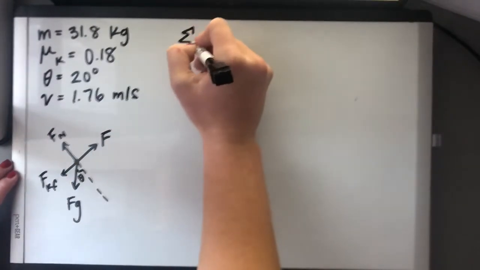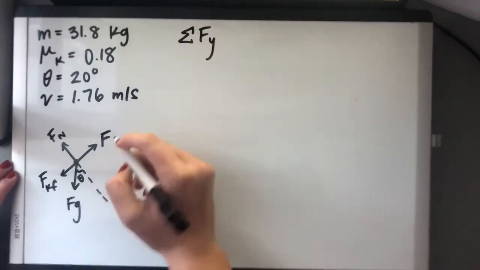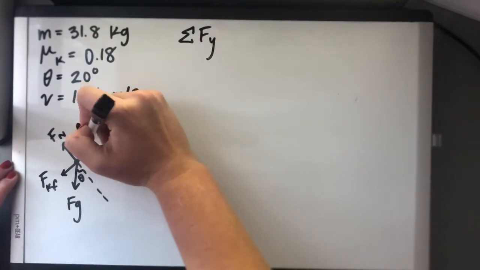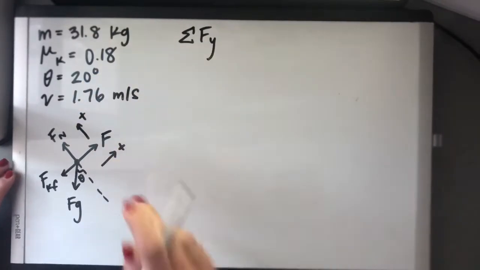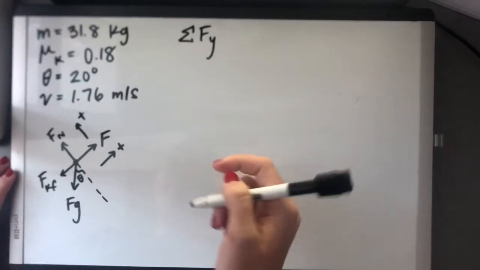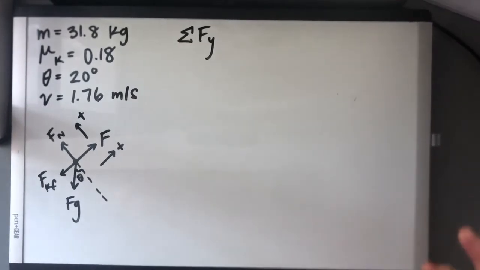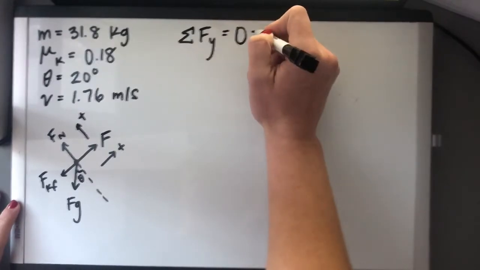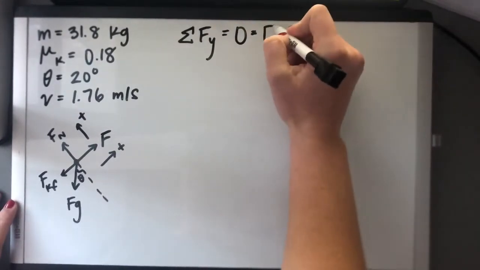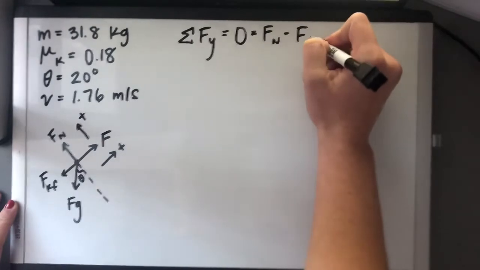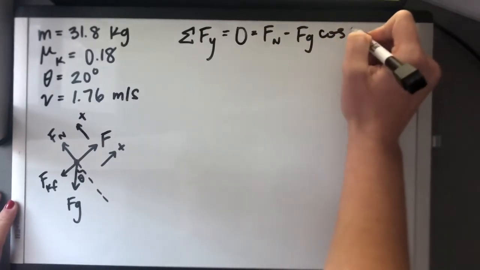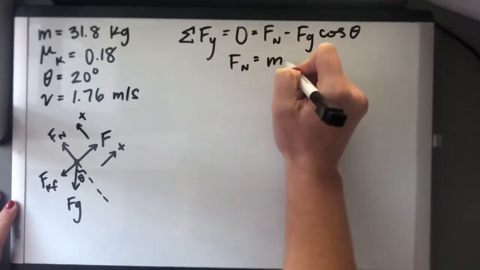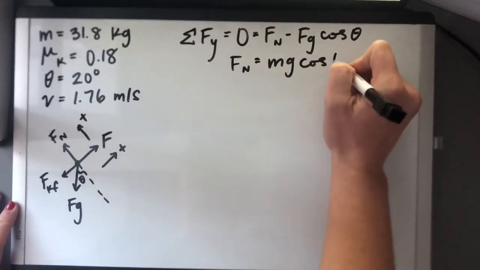The first thing I'm going to do is start with the y direction, and I'm going to set my positive x direction to be parallel to this and my positive y direction to be parallel to this, so that the direction of motion is positive, and the y direction is perpendicular to the direction of motion. So that means that in this case, the sum of the forces in the y direction are equal to 0: force normal minus the force of gravity times the cosine of theta. So we know that the normal force is equal to mg cosine theta. And I'm going to go ahead and stop there.